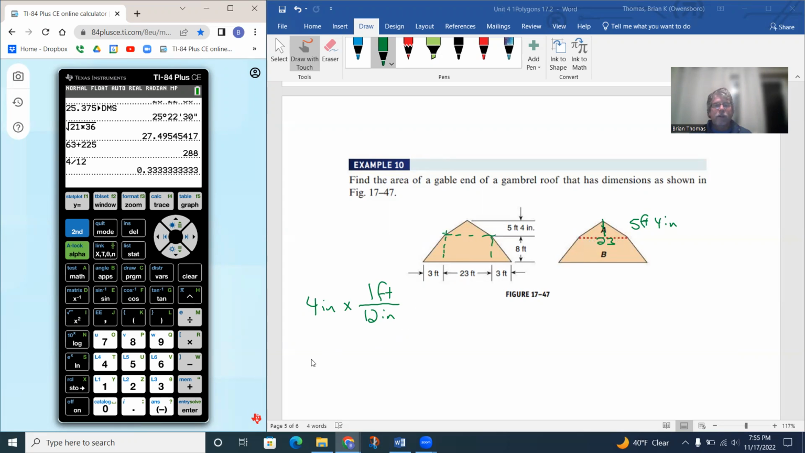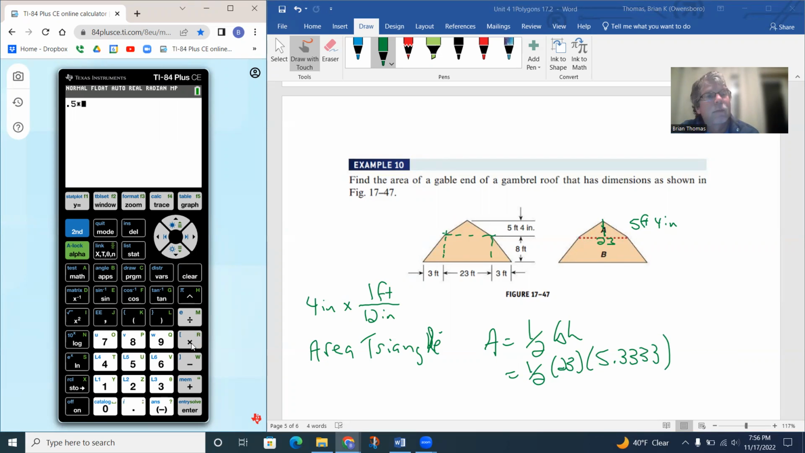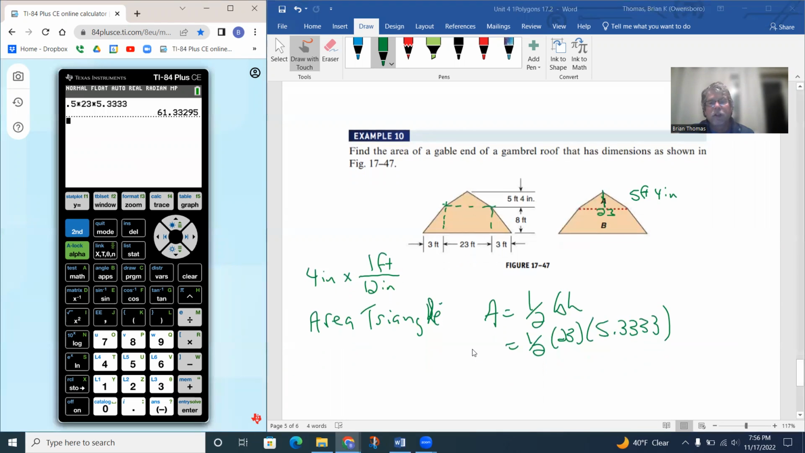Notice that if I want to find the area of the triangle, it's going to be area equals 1/2 base times height. So we have 1/2, and the base is going to be the 23. But the height's not going to be 5 feet 4 inches. It's going to be 5 feet 0.33. So let's carry that out to 4 decimal places so we can get a little more accurate. 1/2 is 0.5 times 23 times 5.3333. That'll give us a more accurate answer, so let's not round too much until the very end. So let's say we have 61.33295.